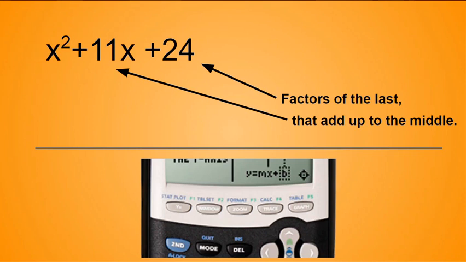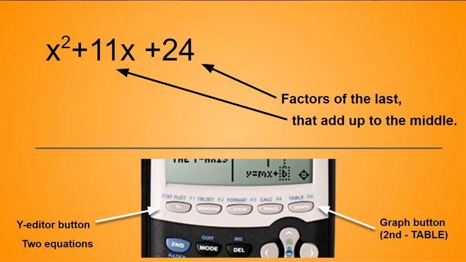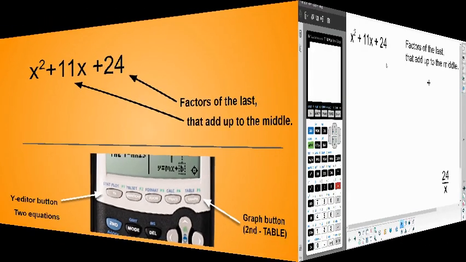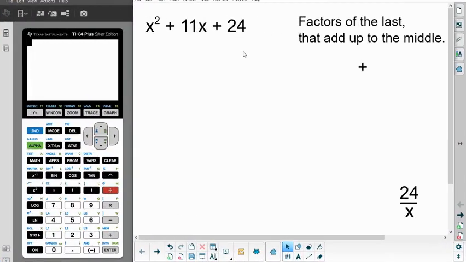Now let's talk about the graphing calculator at the bottom. The two buttons that I'm going to be using today are the y-editor button, where I'm going to enter in two equations, and the graph button. Specifically, I'm going to use the second function of that graph button, and that is the table. So let's get our calculators booted up and let's get going on this.